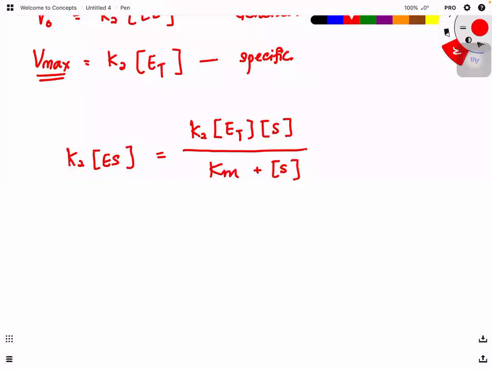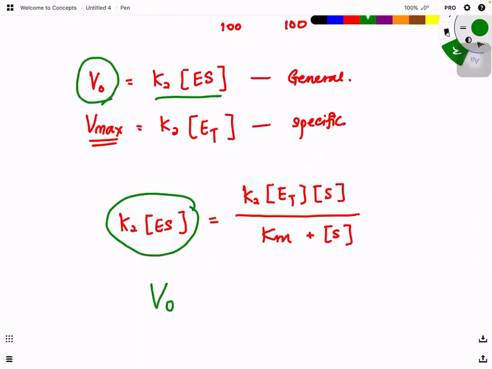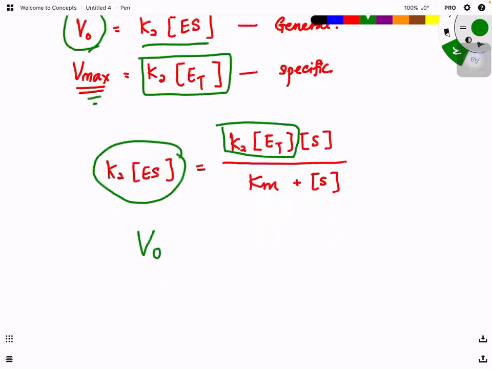Okay, so now look at this. K2 ES, so it's the V naught. K2 ET, so it's Vmax. So V naught now equals Vmax. Why do we multiply K2? So that we can change it to V naught and Vmax divided by Km plus substrate concentration. So this is how the Michaelis-Menten equation is derived.